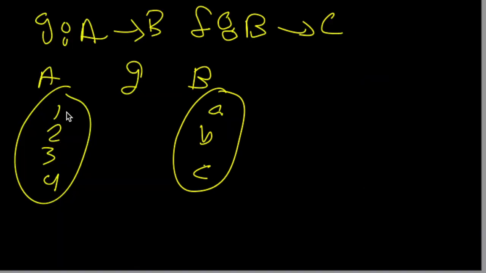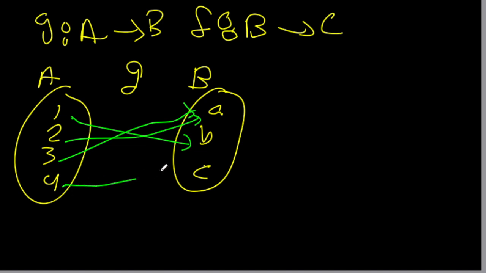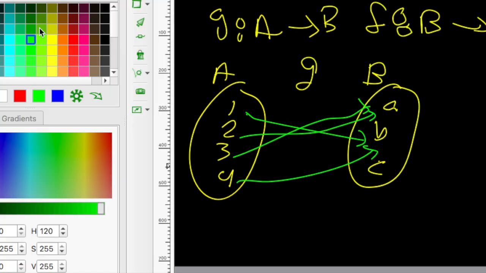Now, let us draw the mapping between them. Let me choose another color, so we don't get confused by the colors. So A is mapped under G: 1 is mapped to B, and 2 is mapped to A, 3 is mapped to A as well, and then 4 is mapped to B.